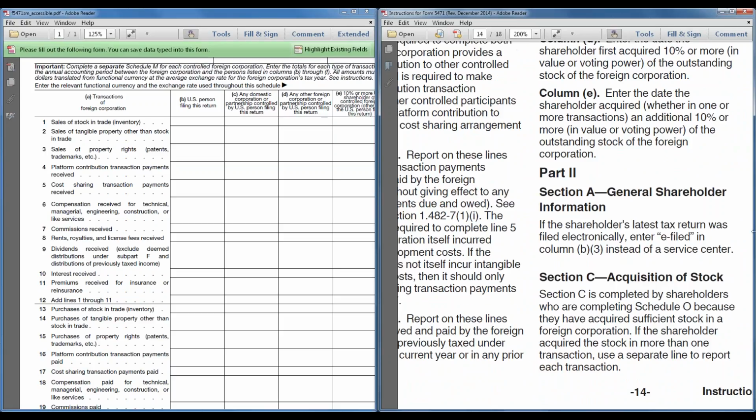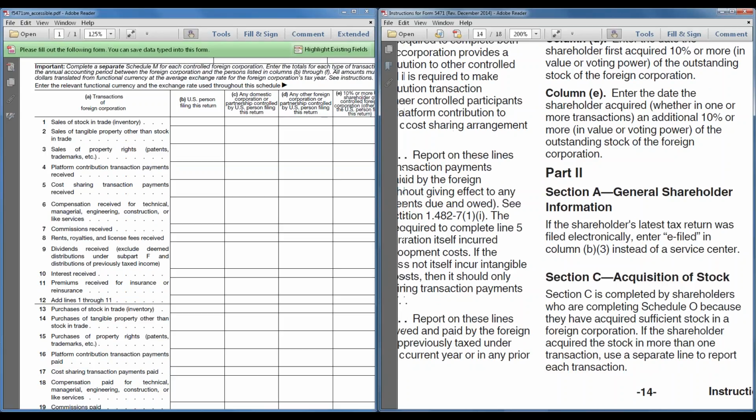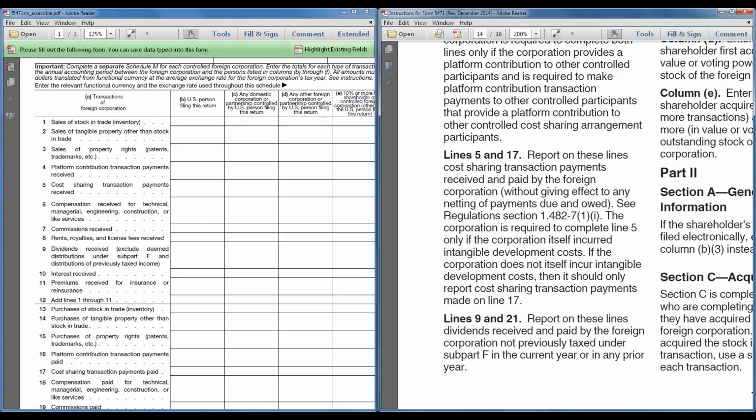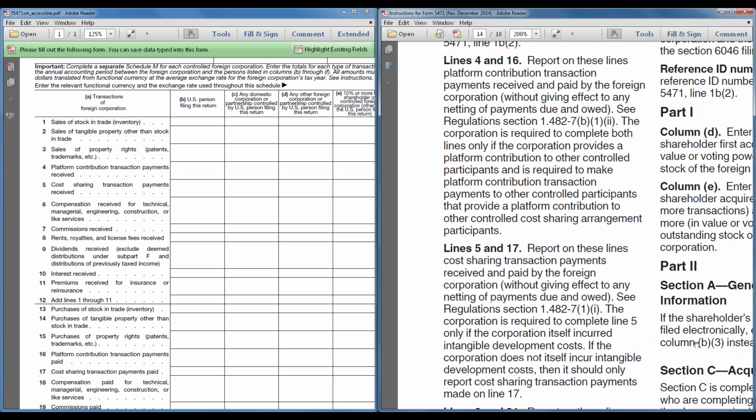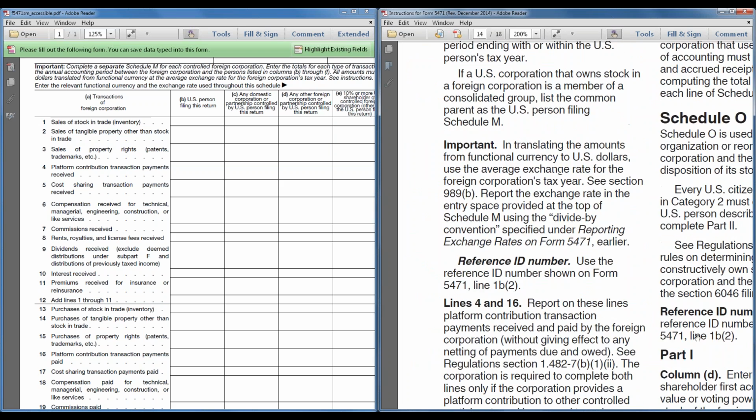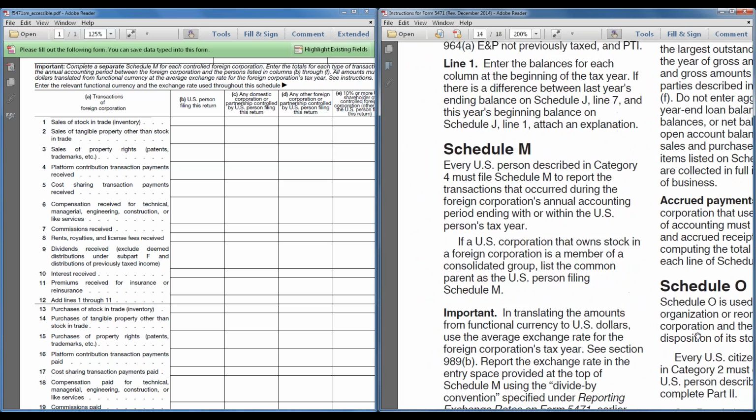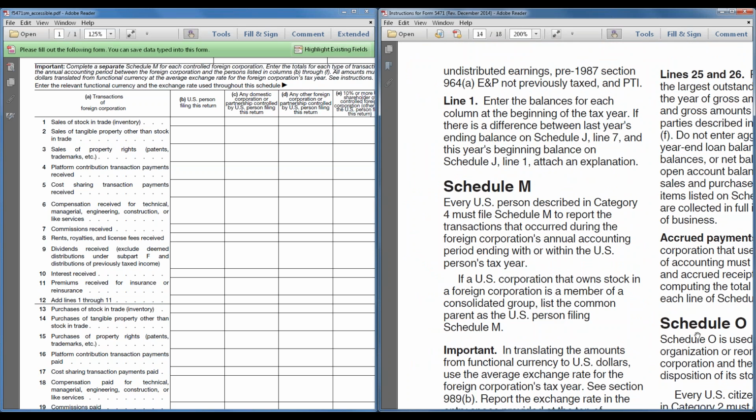Okay. I told you it was going to be slowly but surely. Okay, here we are.